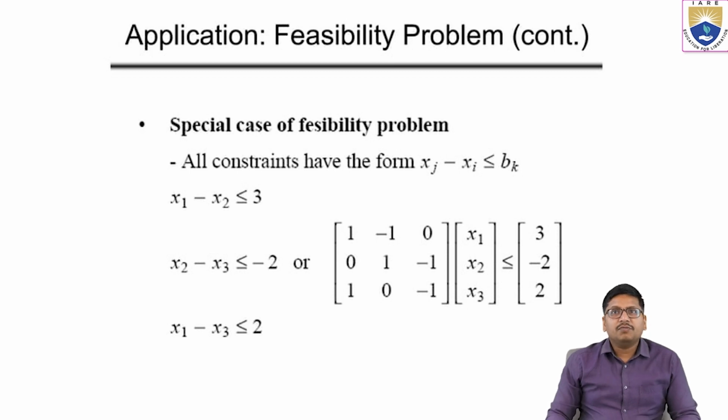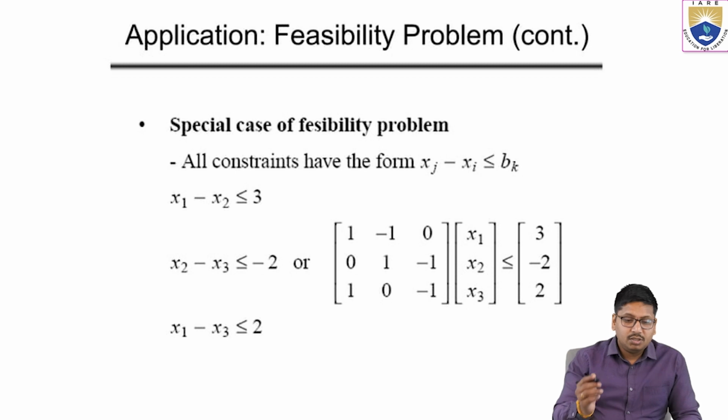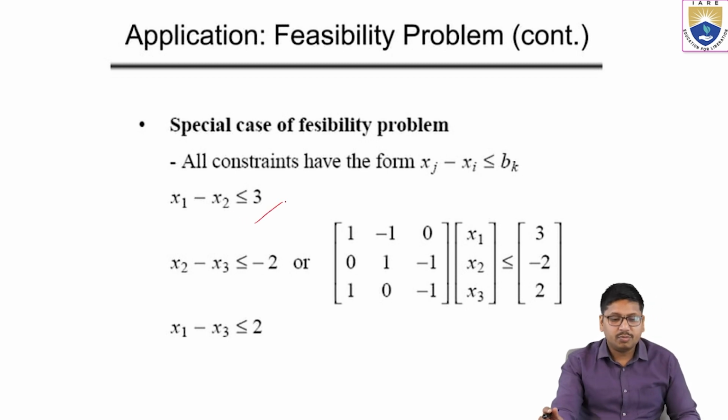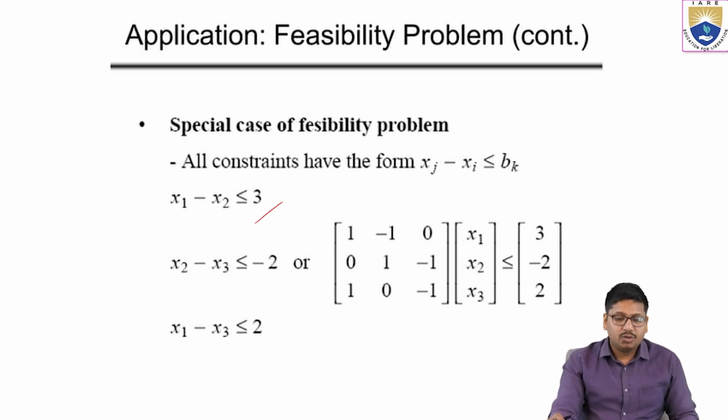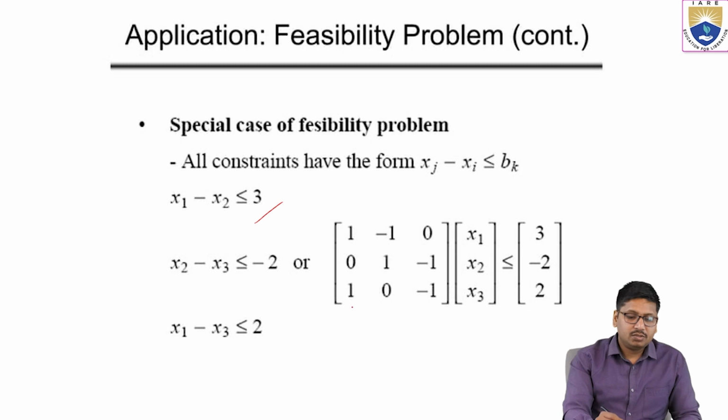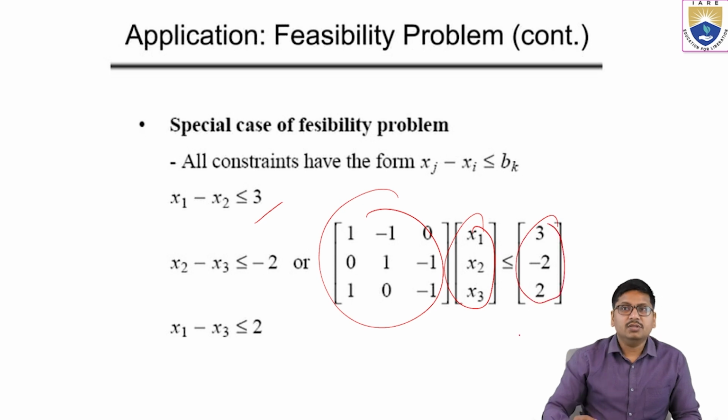The special case of the feasibility problem is that every constraint has the form xj minus xi less than or equal to some value. That means I can have x1 minus x3 equal to 3, or x1 minus x3 equal to minus 2, and x1 minus x3 less than or equal to 2. By using this, I can substitute these values in the form of a matrix, with x1, x2, x3, and these are the values.